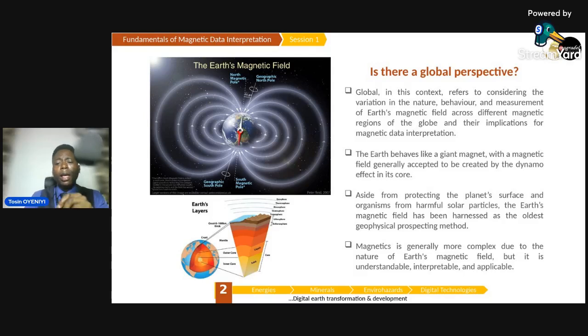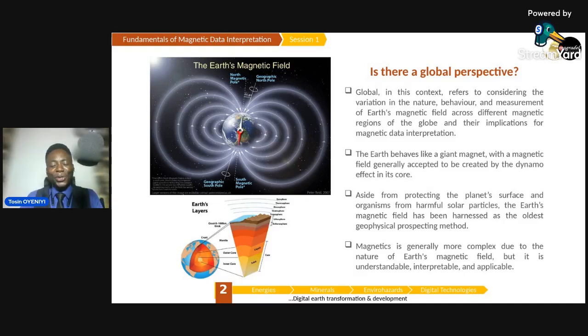So the fourth bullet now: magnetics is generally more complex due to the nature of Earth's magnetic field, but it is understandable, interpretable, and applicable. I remember during my undergraduate study, when we were about to start the course on magnetic methods, I heard a lot from people that the magnetic method is a very complex method. Many people at that time did not really even have interest in the method because of the complexity associated with it as a result of the nature of Earth's magnetic field.